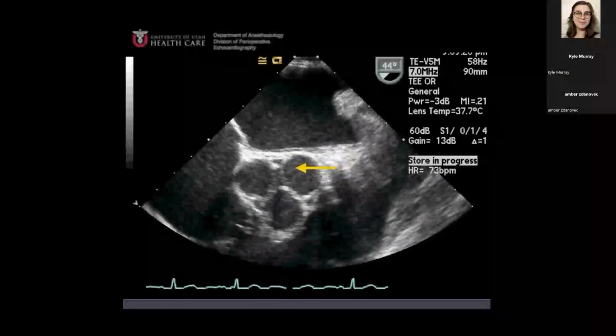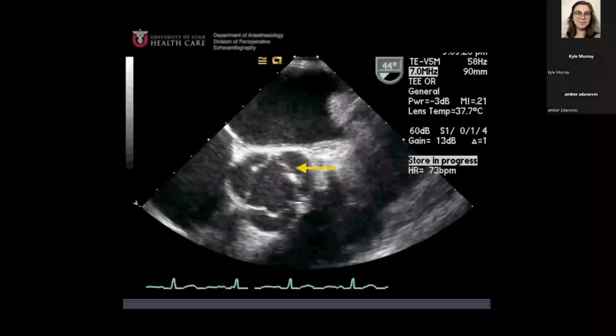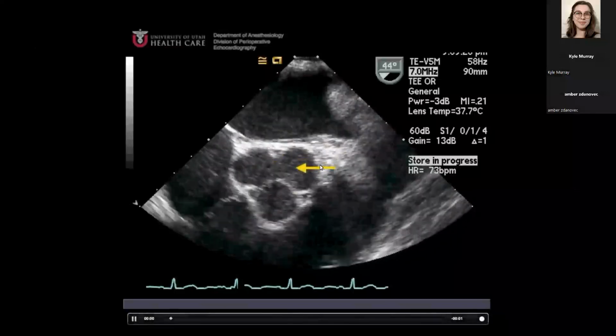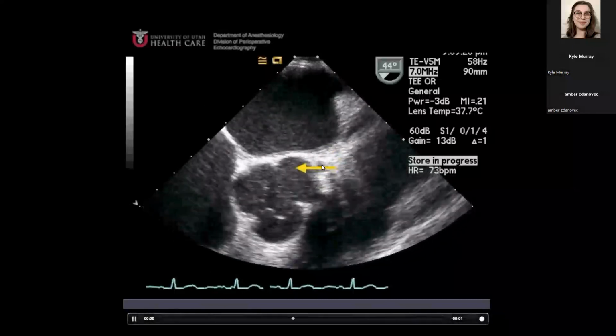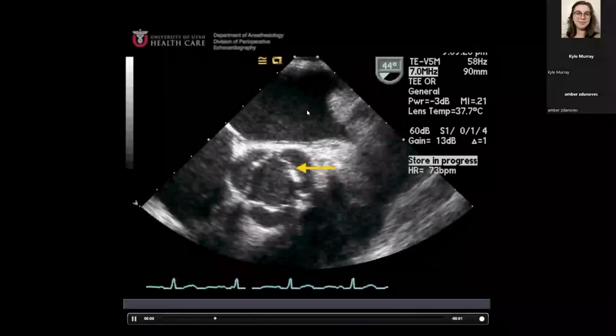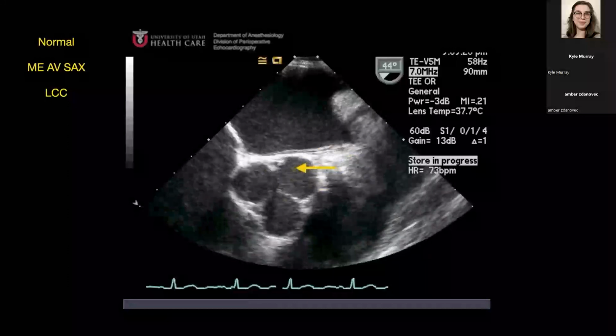All right, what cusp are we looking at? Left coronary. Left, correct. So remember, behind this arrow you can actually see that left coronary right back there. And remember, this is your left atrium.